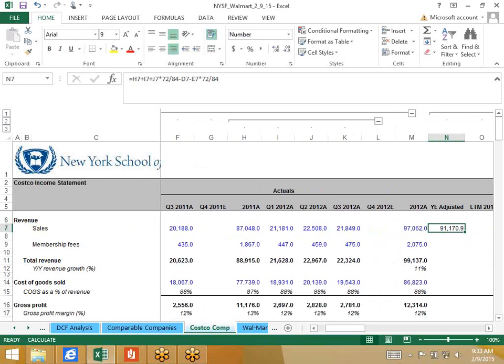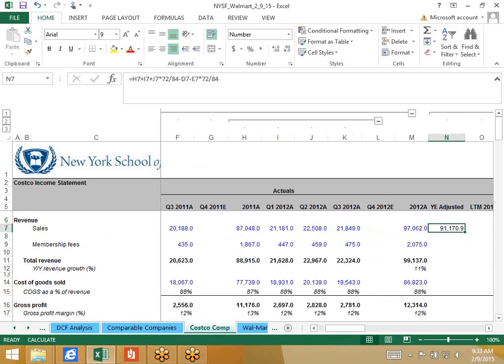Everybody have questions on that? You guys okay with that? Want to look at the formula again? Here it is, 91,170.9.